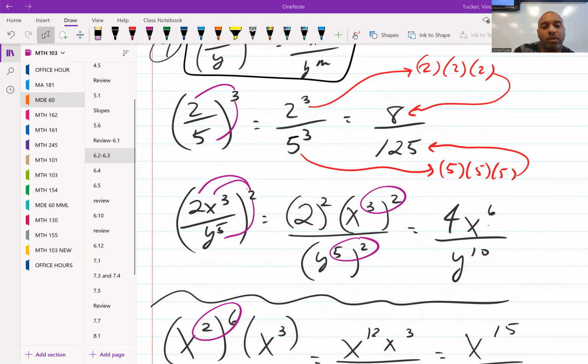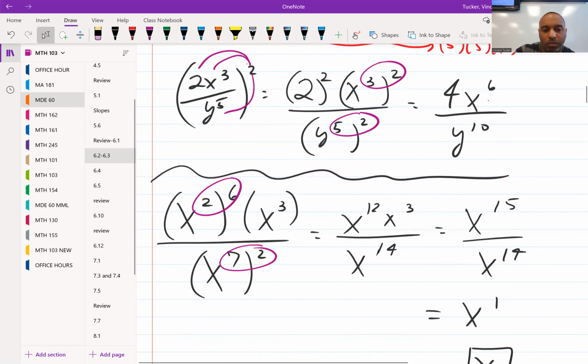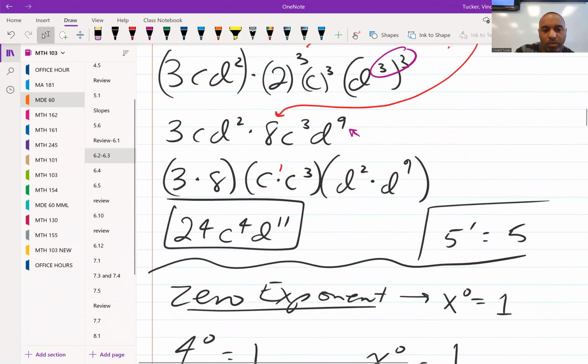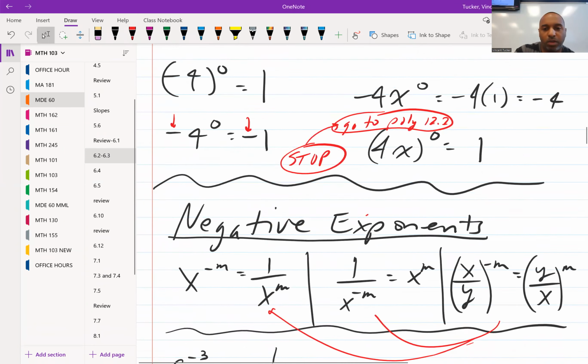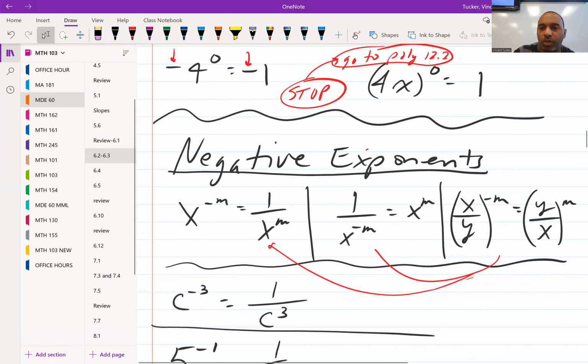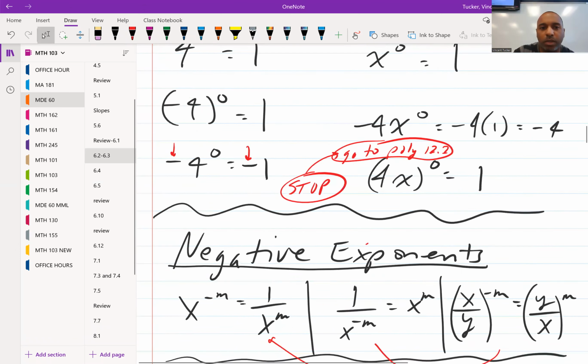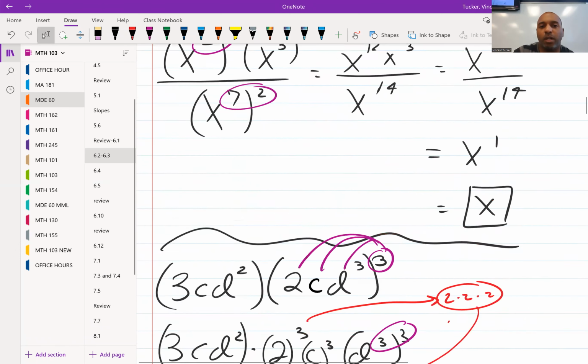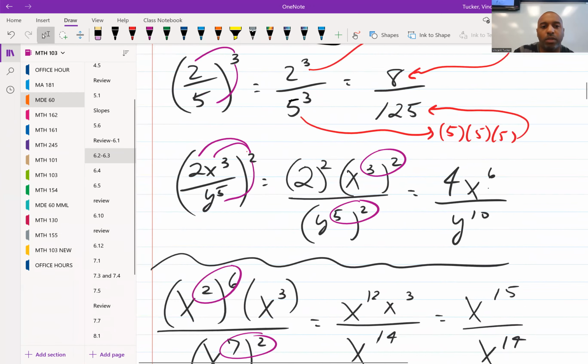All right. Questions, any questions? Okay. Do this one, that one. Okay, we'll save negative exponents to the next section. Okay. All right. Cool.